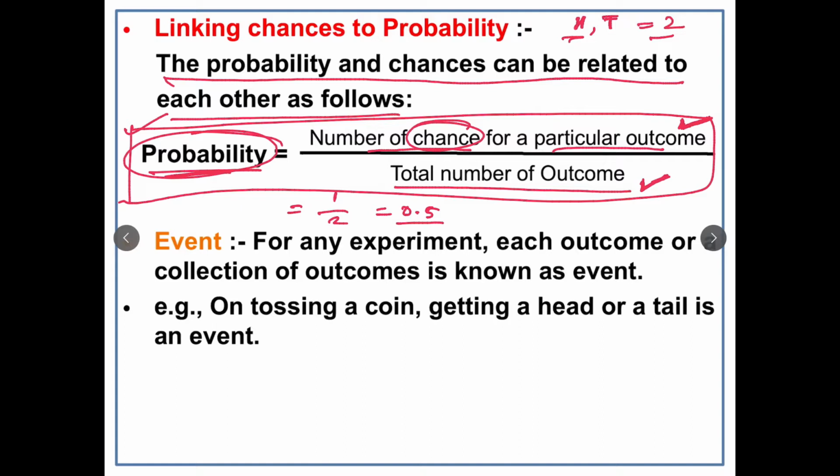Simply you have to understand this formula that probability is equal to the number of chances for a particular event or outcome divided by the total number of outcomes.